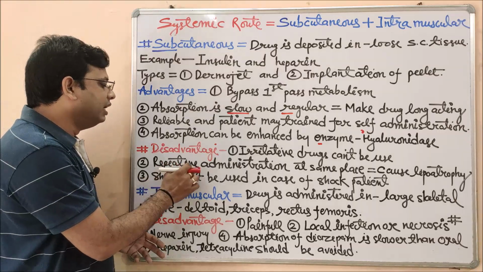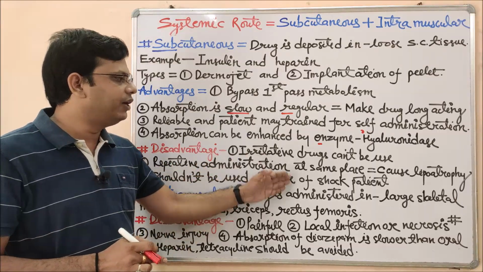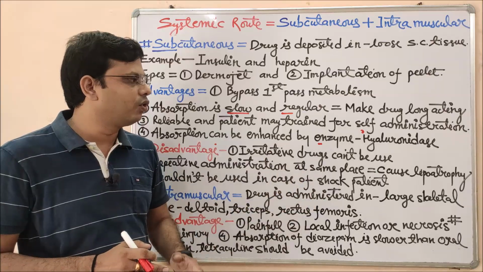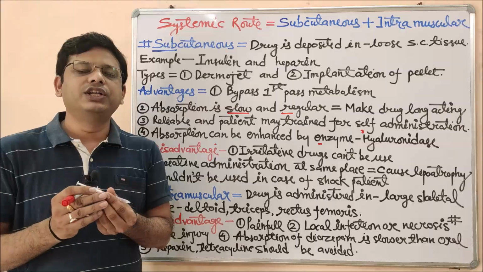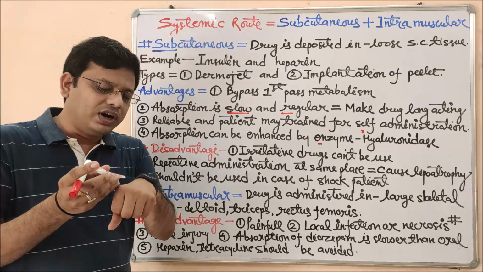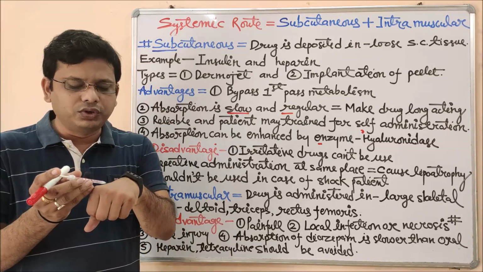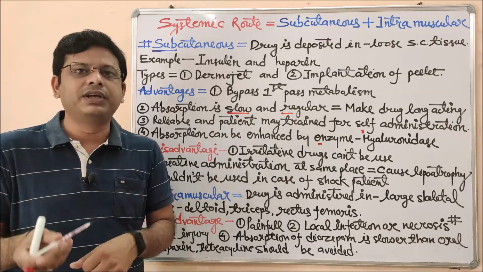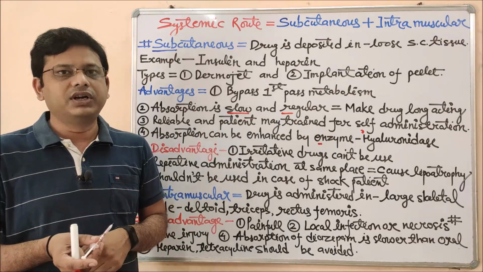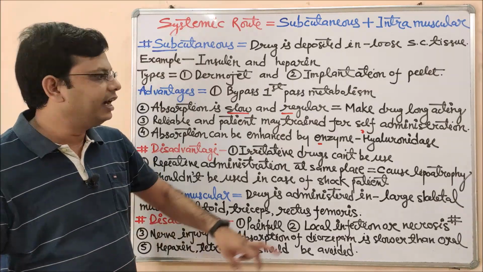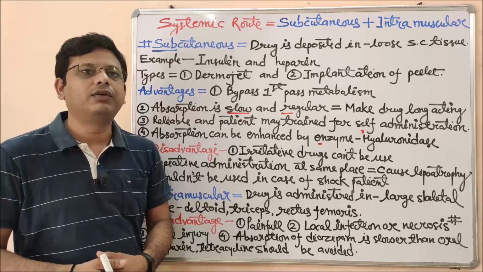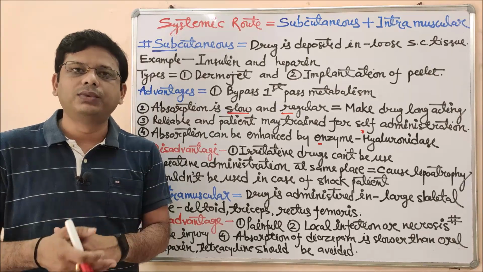The next disadvantage is repetitive administration at the same site or same place can cause lipoatrophy. For any agent like insulin, with this insulin needle, I have to take insulin regularly each day. So what I will do, I have the option to take this drug in this place, that place, another place. But if I am taking the same drug by the same route of drug administration at the same site or same place, that may cause lipoatrophy. That will cause some problem in the lipid layer of the particular skin.